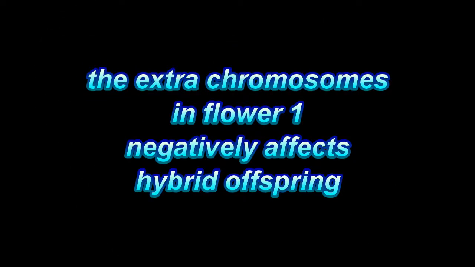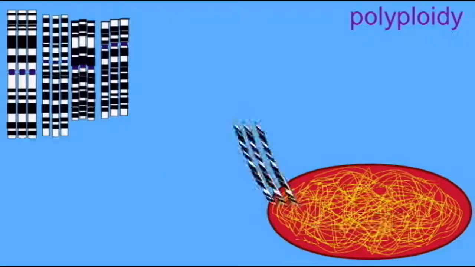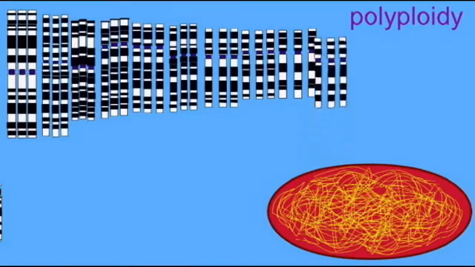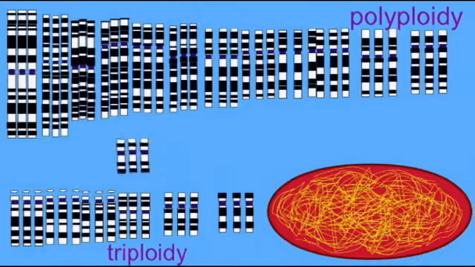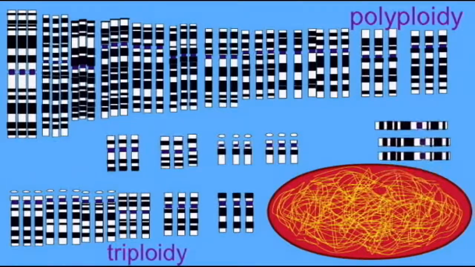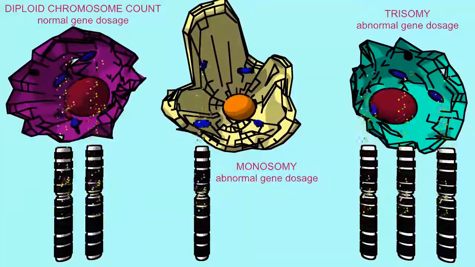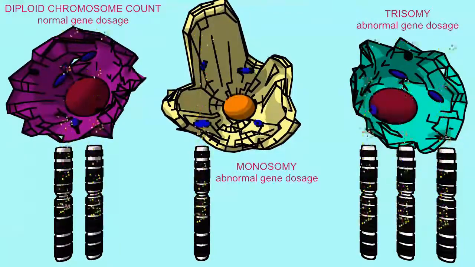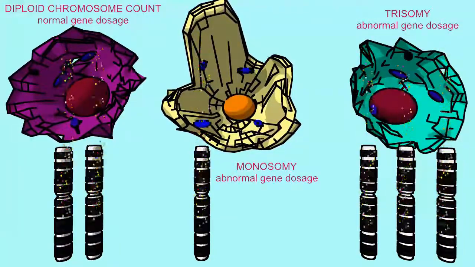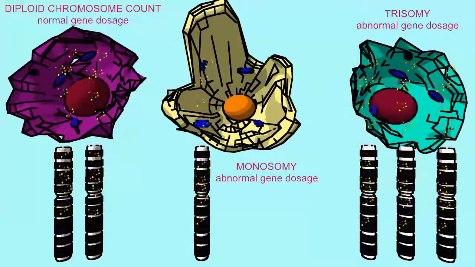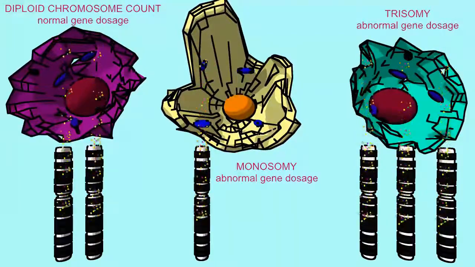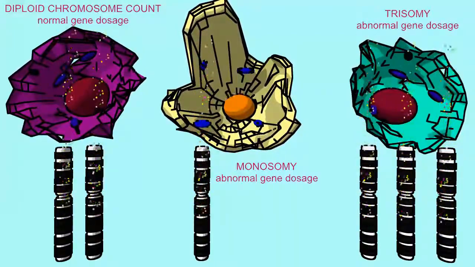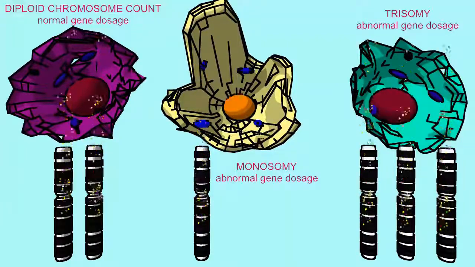In the case of flower 1, which has extra chromosomes, it may actually be polyploid, having a whole extra set of chromosomes. In humans, this would be the equivalent of having 69 chromosomes as opposed to 46. This not only affects how chromosomes would pair during sex cell formation and thus potentially cause infertility, but probably then changes the expression levels of so many genes that the hybrid offspring might not even be able to survive.